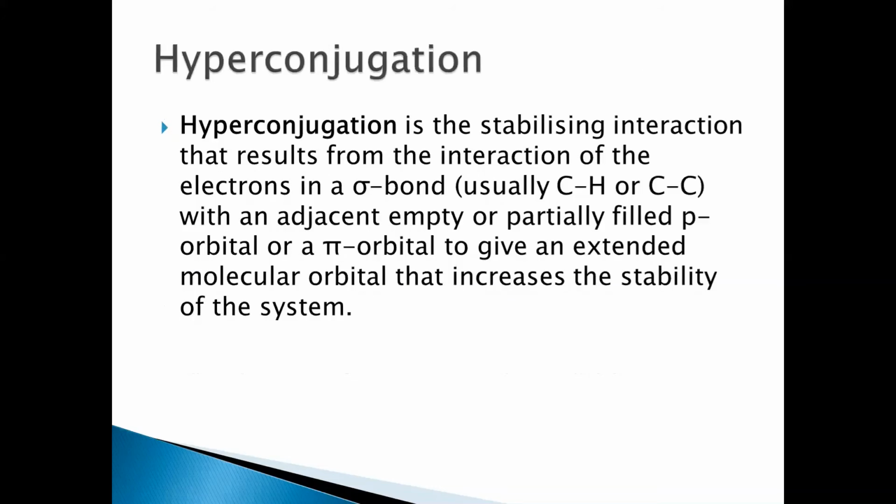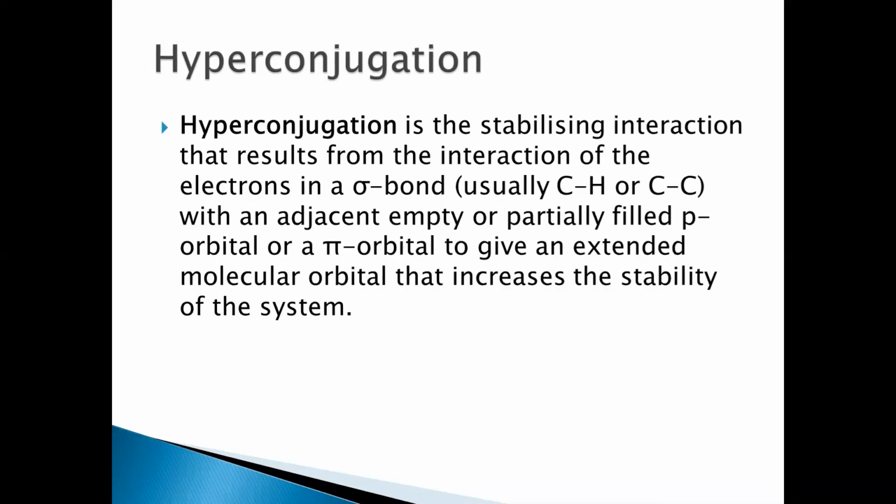This is another term, that is hyperconjugation. And we will learn what hyperconjugation is. Hyperconjugation is the stabilizing interaction that results from interaction of the electron in a sigma bond with an adjacent empty or partially filled pi bond. If interaction is taking place between a sigma bond and a pi bond, that means one bond is breaking. When one bond breaks and a pi bond is formed, or a pi bond breaks and a sigma bond is formed, this is called hyperconjugation. Remember, so here bonds are transferred in hyperconjugation.